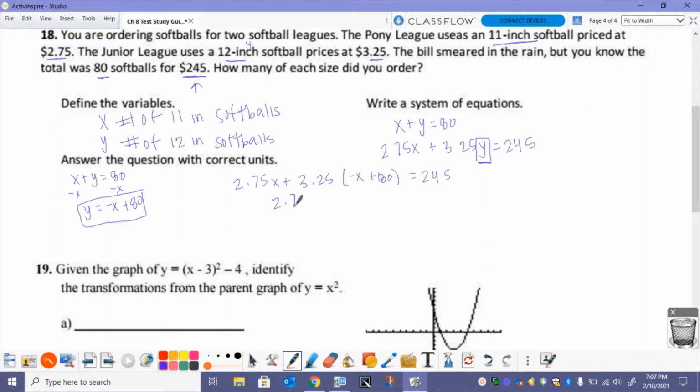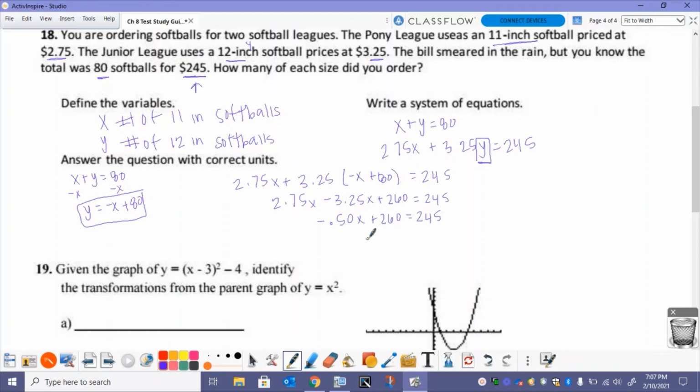So 2.75x, 3.25 times negative x is going to be negative 3.25x. 3.25 times 80 is going to be 260. All right, combine your like terms. So 2.75 and negative 3.25 is going to leave us with negative 0.50x plus 260 equals 245.